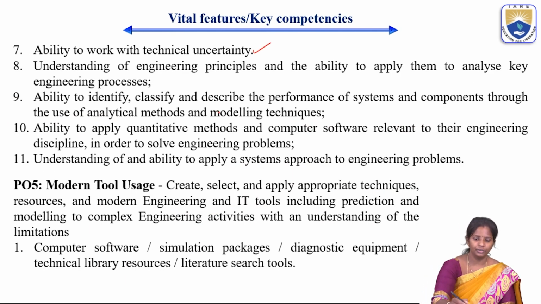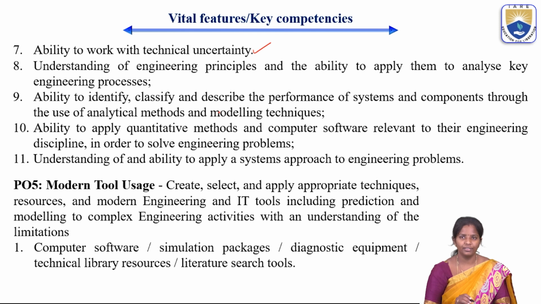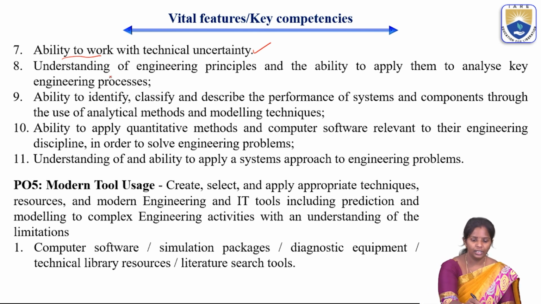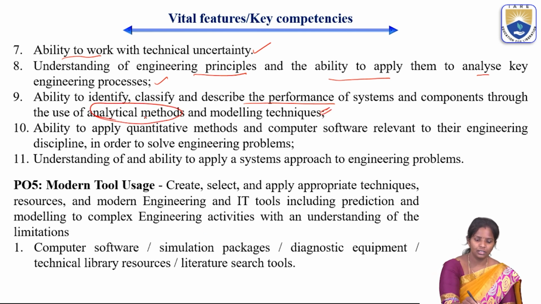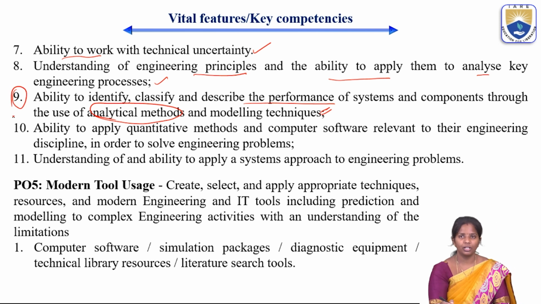The ability to work with technical uncertainty. So there is always uncertainty present in any technical work, like in the laboratory, whatever we do. So there should be the ability to work with technical uncertainty. So understanding of engineering principles, ability to apply them to analyze the engineering process, then ability to identify, classify, describe the performance of systems, components, analytical methods and modeling techniques. So whenever we are using analytical methods, this key competence will be applicable.